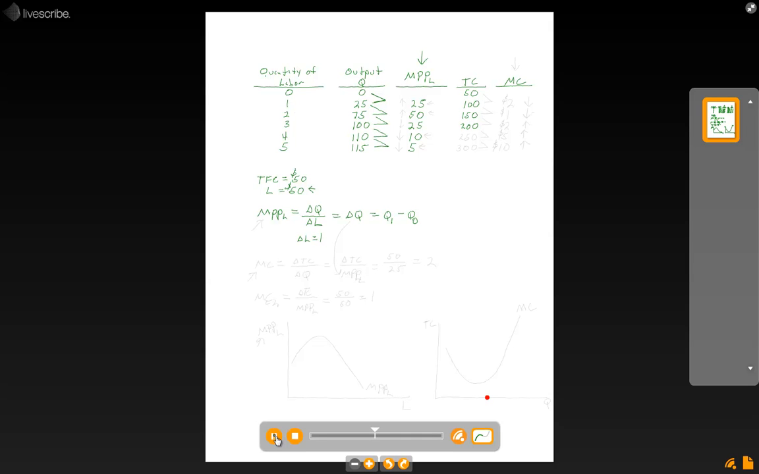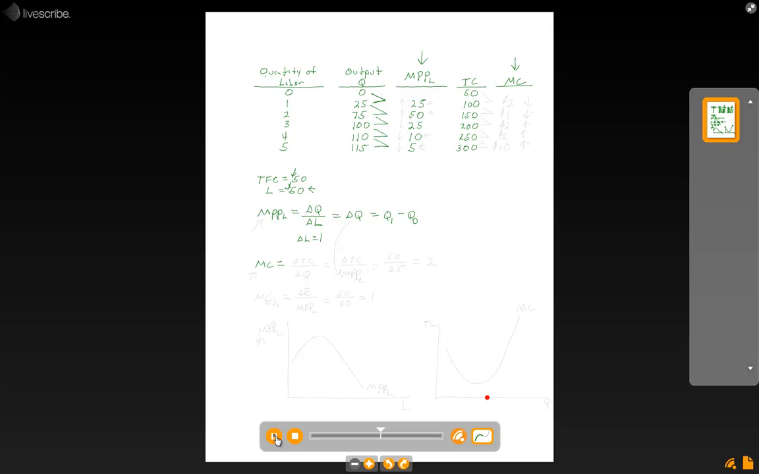Our fourth worker will yield $250 in total cost. And then our fifth worker, 5 times 50, is going to give us $250 of labor plus our $50 of fixed cost. That will give us $300 in total cost. Okay, what we want to do now is go in and calculate our marginal cost.